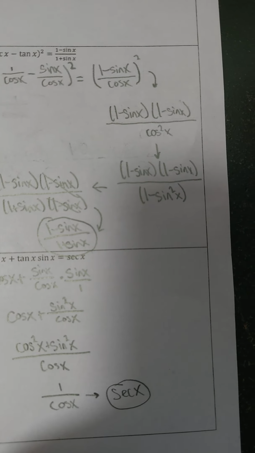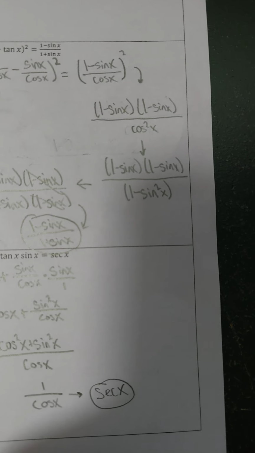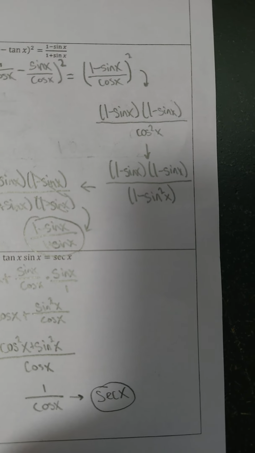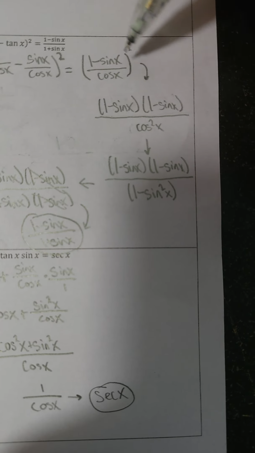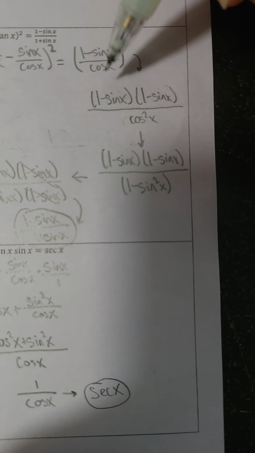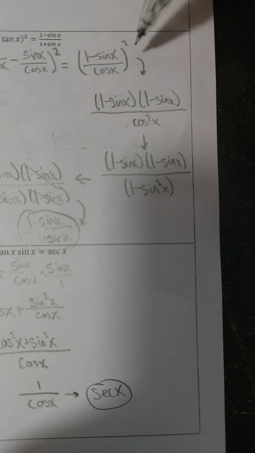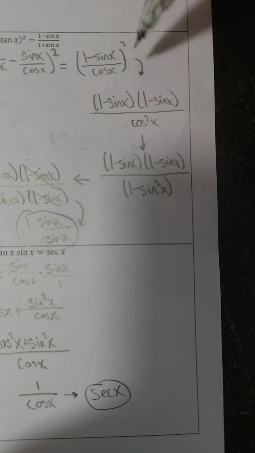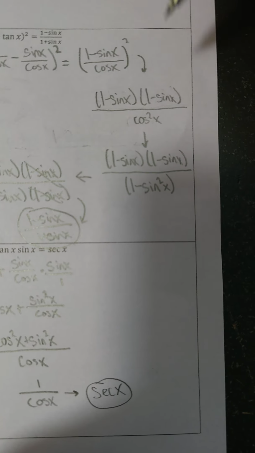Now, you can do a lot of things with this. Honestly, because this expression is the same thing as 1 minus sine x squared over cosine squared x. To deal with things like this, you just square the numerator and square the denominator. So if you see something like this with a square over the whole entire thing, you just square the numerator and square the denominator, and that's how you get the answer.